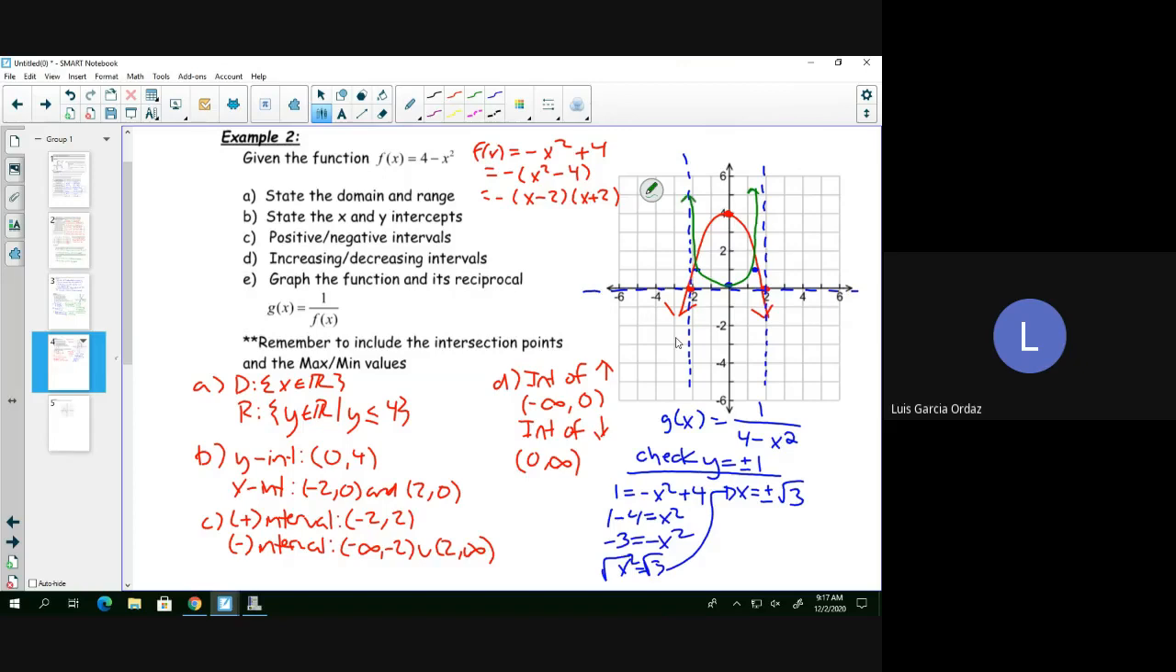But we're not done yet. We need to figure out what x value gives us y equal to negative 1. Okay? So as you can see, it makes sense. The parent function had a maximum, and this g of x has a minimum.